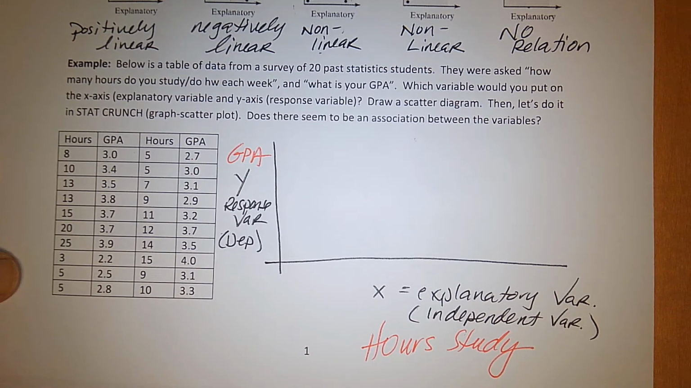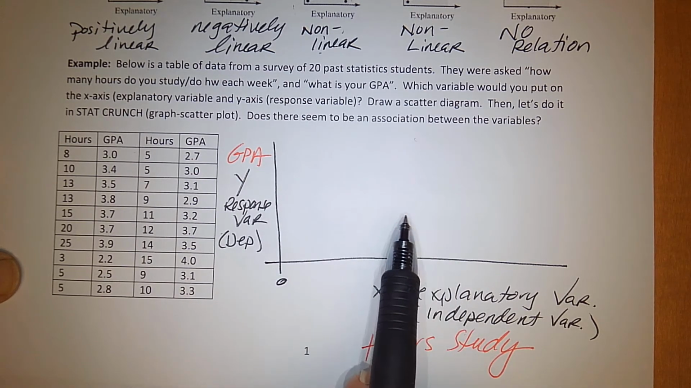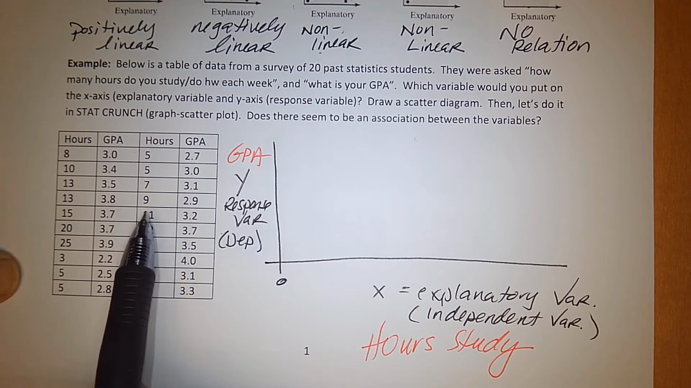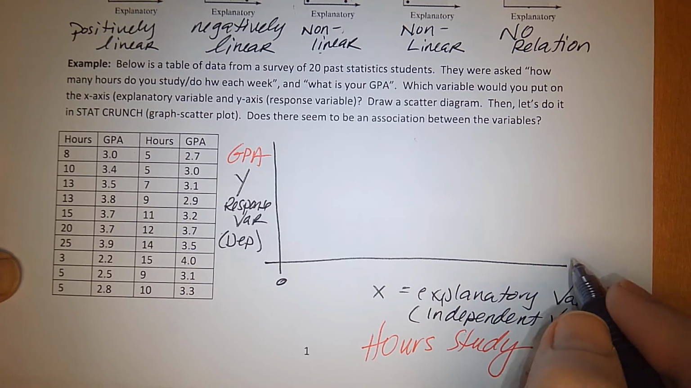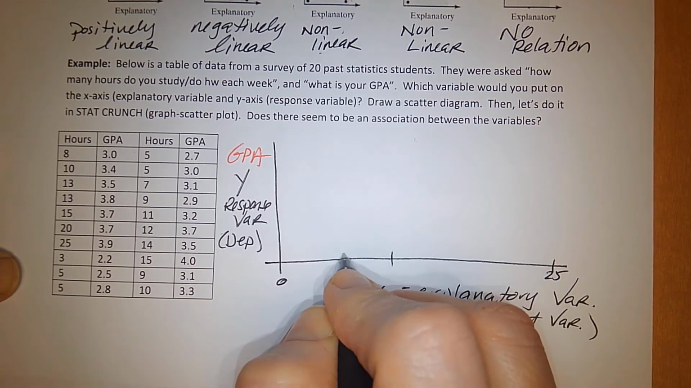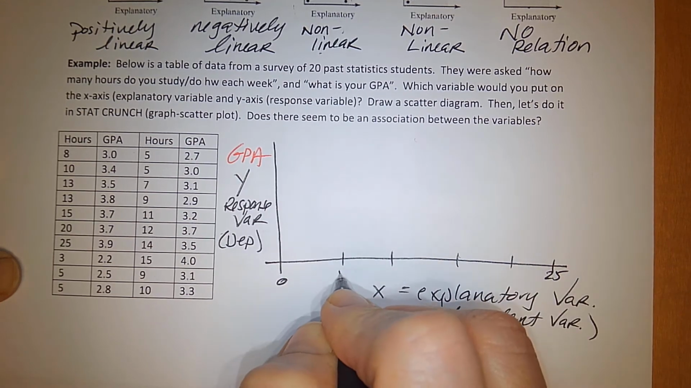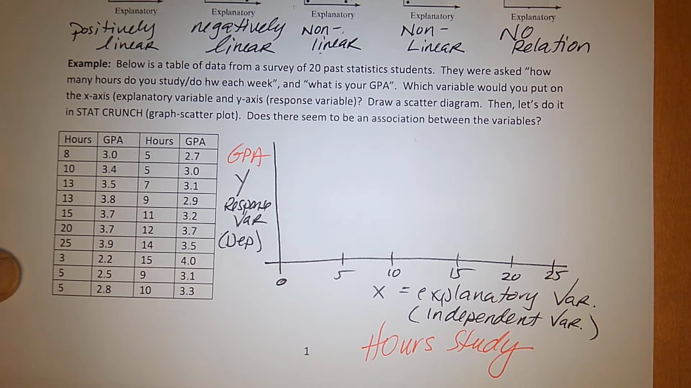So what we're going to do now is plot these points. The hours studying can range anywhere from 0 all the way up to, it looks like the biggest number on here is 25 hours. So we have to at least go up to 25. So I'm going to break these up into segments. So we got 5, 10, 15, 20, and 25 hours studying.